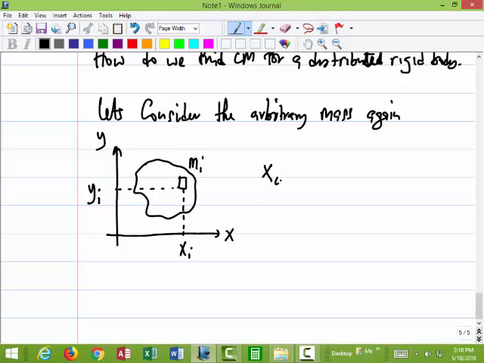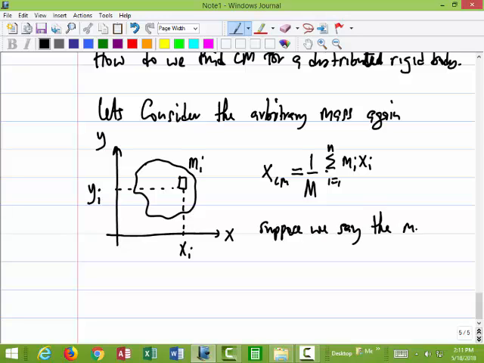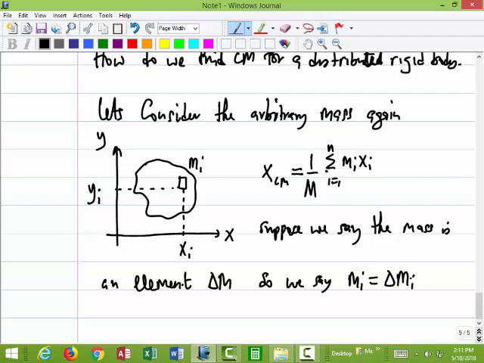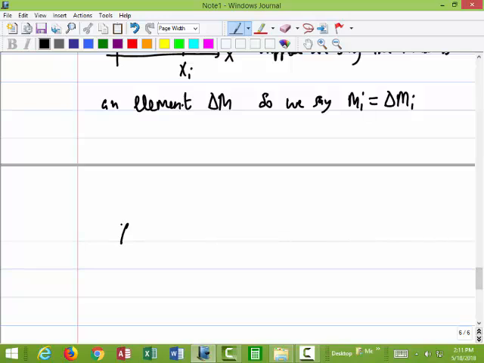So we found earlier the x center of mass for this object is given by 1 over m, the sum as i goes from 1 to n, of m_i x_i. Suppose we say the mass is an element delta m. So we say m subscript i is an element of mass delta m_i. Then for the x center of mass, we have 1 over m, sum over i from 1 to n, of x_i delta m_i.